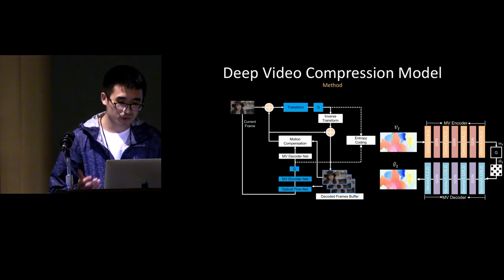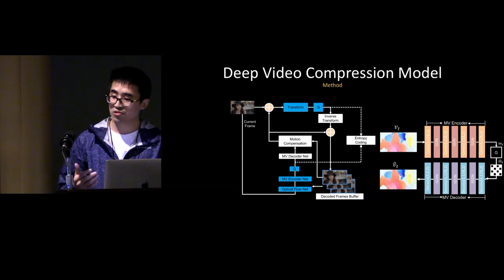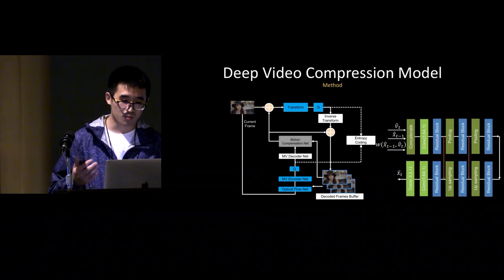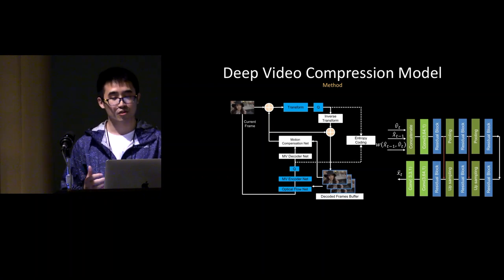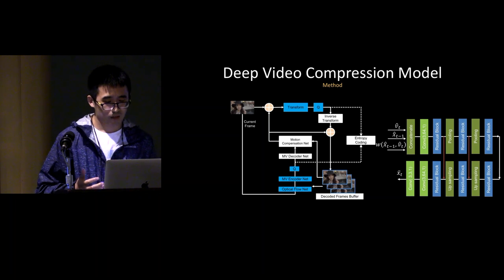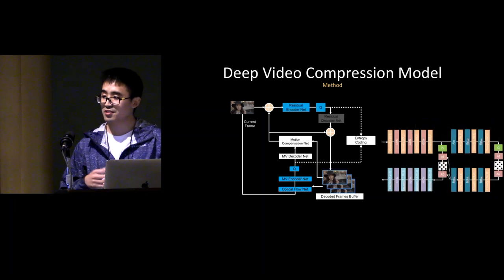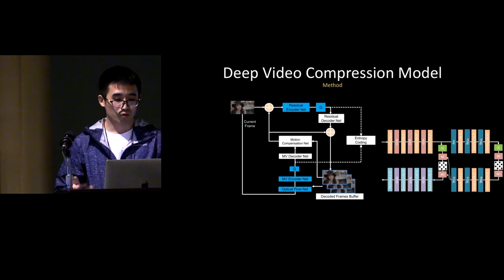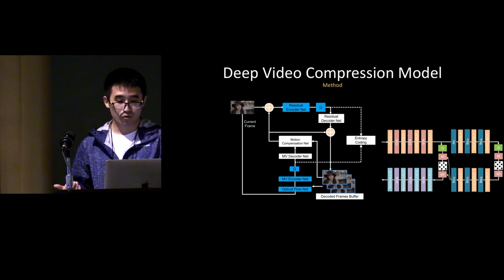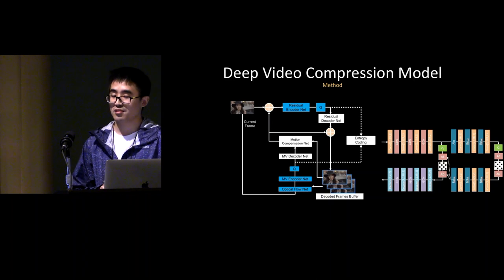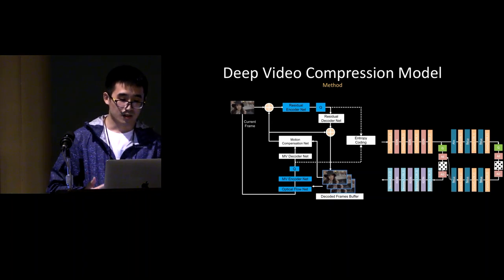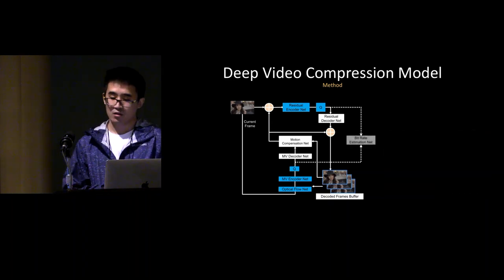Specifically, we use an optical flow network to estimate the motion between two neighboring frames, and then the motion will be compressed by a well-designed motion compression network. After that, the reconstructed optical flow is used to warp the previous frame. We also propose a motion compensation network to refine the warped frame. Then from the prediction residual, an existing image compression system is utilized to compress the residual information.